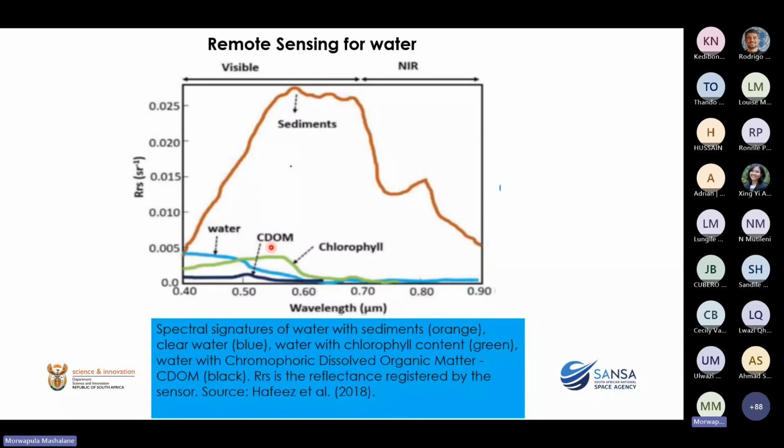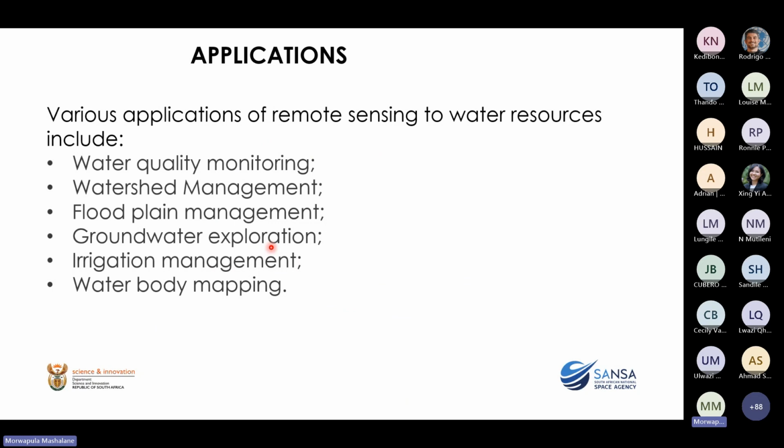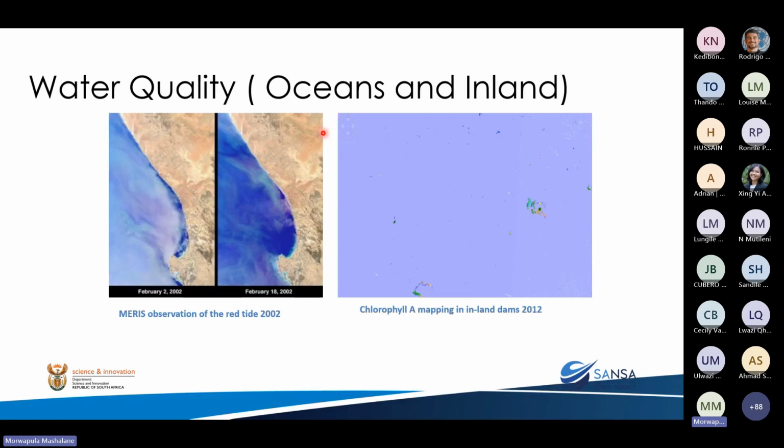So this is the kind of information that we can derive from the satellite imagery, which we use for various applications such as water quality. So the applications for water resources include water quality, as I've just shown you. I'm still going to show you other examples, and watershed management, floodplain management, groundwater exploration, irrigation management, water body mapping, and others. These are not limited to this, but this is just a list that we've put together.